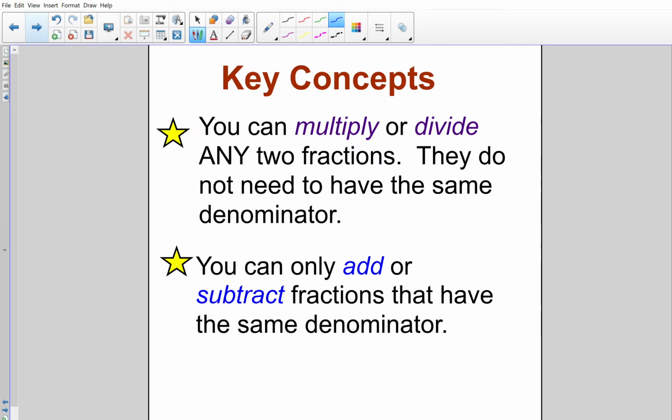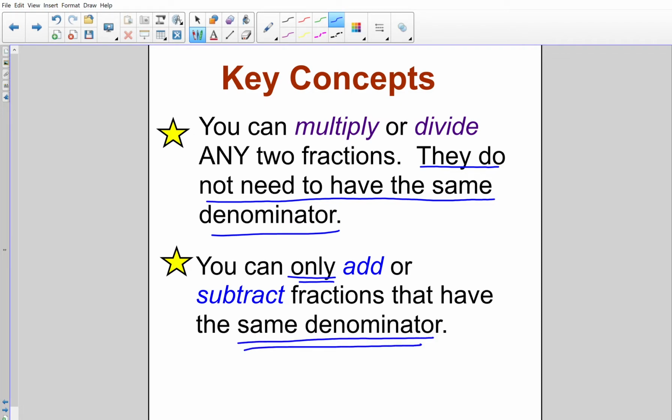Some key concepts that I want to note before we get going into the addition and subtraction portion. You can multiply or divide any two fractions. They do not need to have the same denominator. What I'm talking about here is only for addition and subtraction, and I can only add or subtract fractions that have the same denominator. That's what makes addition and subtraction a little trickier, is that we have to come up with common denominators first.